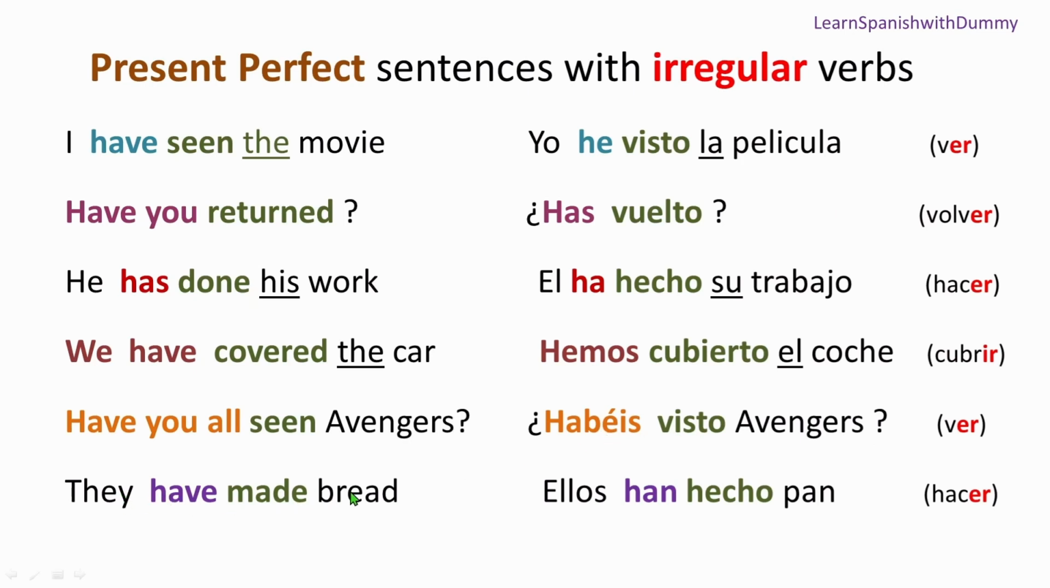They have made bread. Ellos han hecho pan. Again, if you see this, hecho is made from the verb hacer. Hacer is to do, and it is also to make. Hacer has two meanings, to do or to make. So when we make its past participle form, that's hecho. Hecho can also mean done or made. So they have made bread, ellos han hecho pan, right? And here, he has done his work. Now the same hecho becomes done here. Él ha hecho su trabajo. So hecho means done, hecho means made as well.